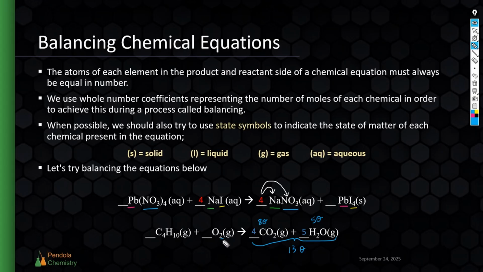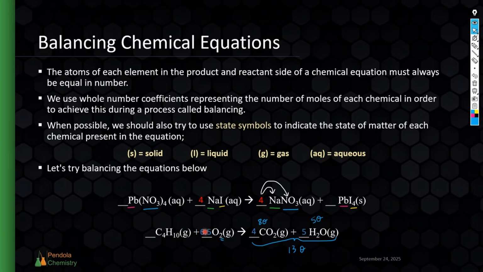The problem here is that the oxygen on the reactant side is O2. We can't multiply anything times 2 to get 13. That's a whole number. So what are we going to do? Instead of starting all over again, we're going to put here a 6.5. Why? 6.5 times 2 is 13. Right? And that gives us the 13 oxygens.